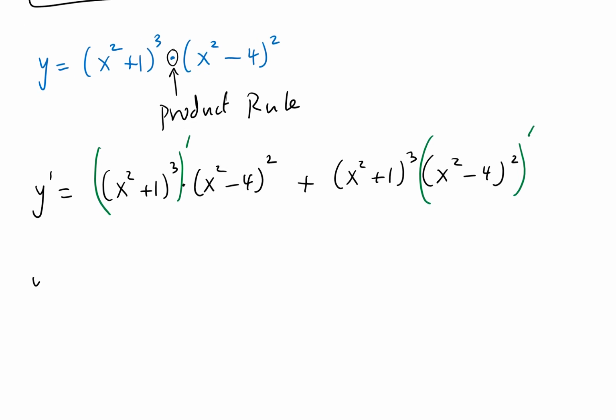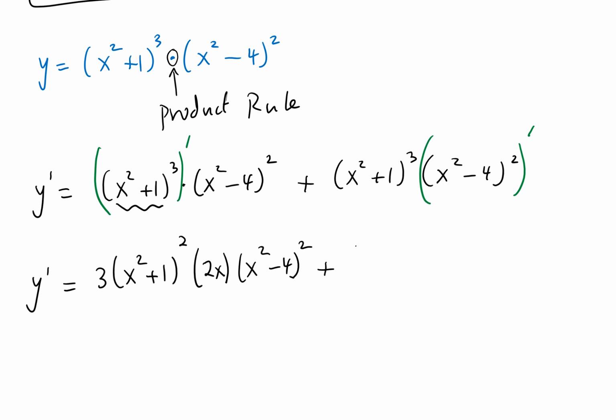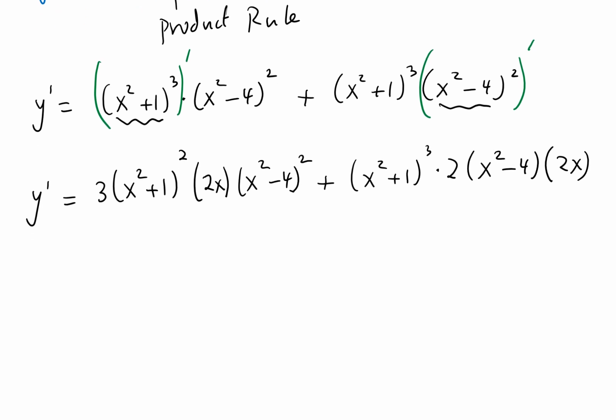What do we get next? Y prime equals the derivative of this, 3 down, x squared plus 1 squared times the derivative of this by the chain rule, which is 2x. And keep this the same. Keep this the same. Derivative of this, bring the 2 down, subtract 1 from the exponent times the derivative of the inside. If we like to simplify more, the next step would be 2 times this, 3 times this, 6x, and this stays the same.